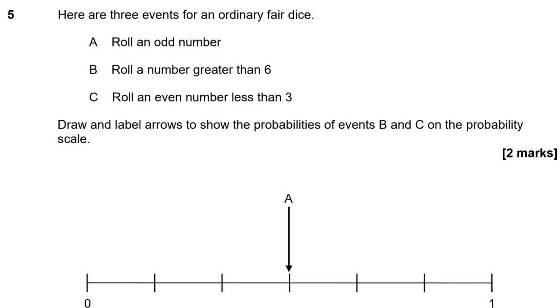Question 5. Here are 3 events for an ordinary fair dice. A is roll an odd number, B is roll a number greater than 6, and C is roll an even number less than 3. It says draw and label arrows to show the probabilities of event B and C on the probability scale. So they've already done A for us here. So you can see A, roll an odd number, is there in the middle.